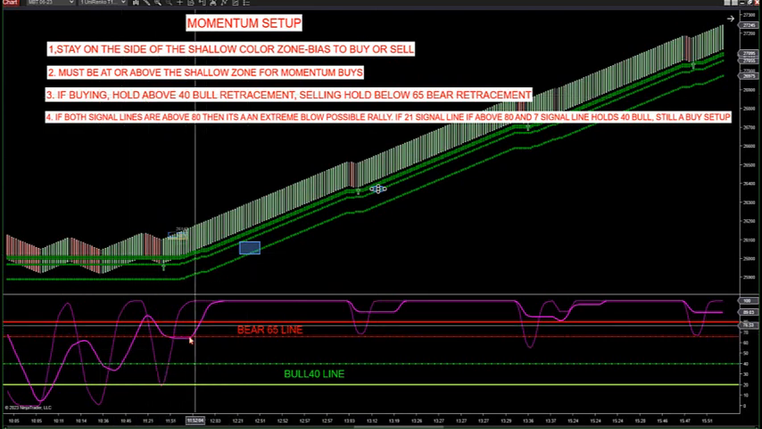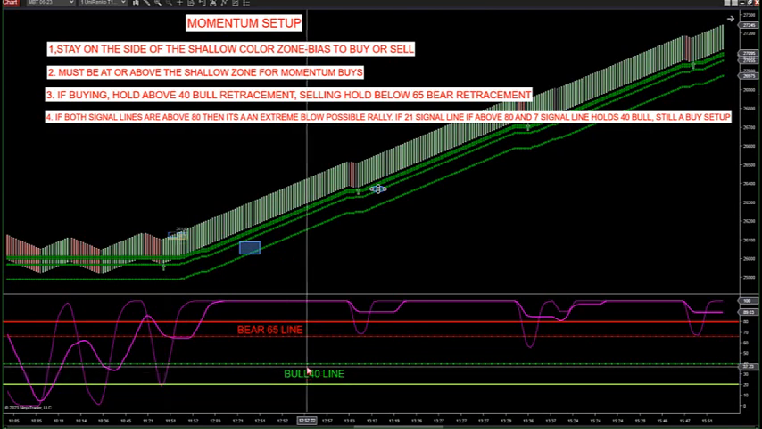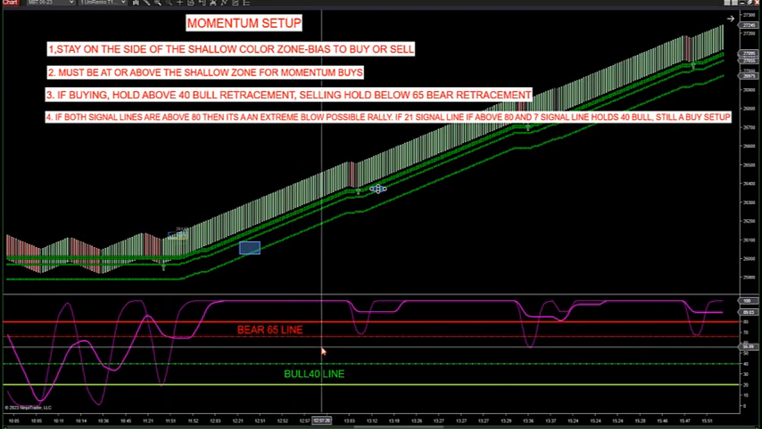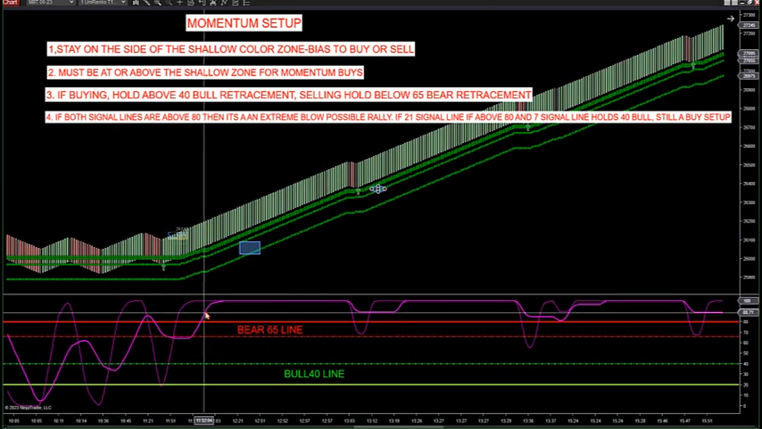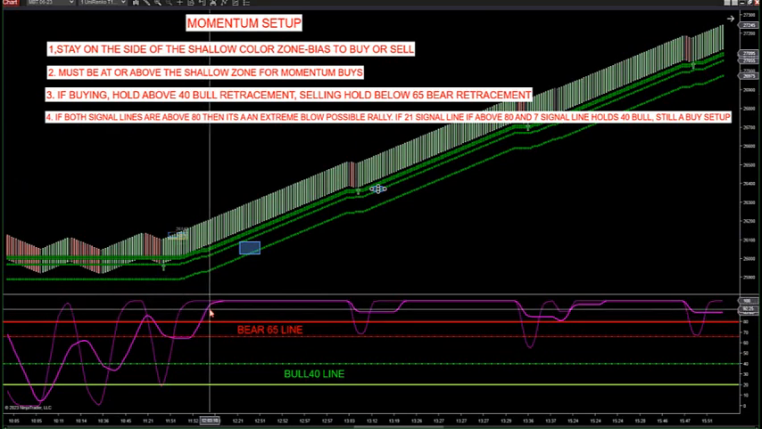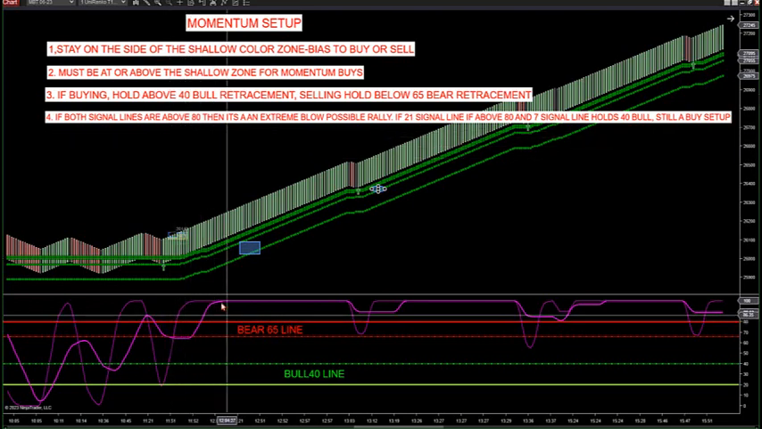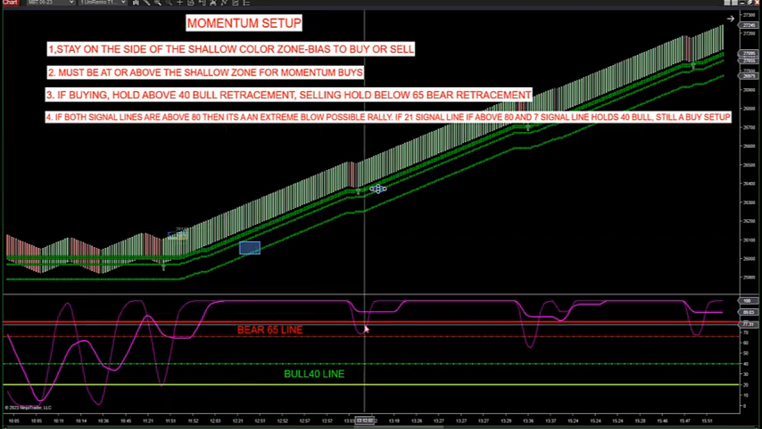Three, if buying, our signal line on the oscillator below must stay at least above 40 if we're buying, and stay below 65 if we're selling. All right, that's the standard default setting we have. However, if both signal lines are above 80, the larger one, the 21, I have in darker pink or magenta, and the lighter one is the 7, that's your strongest possible level to look for an extreme blow-off rally or blow-off sell-off, when they like to mark it up, mark it down.